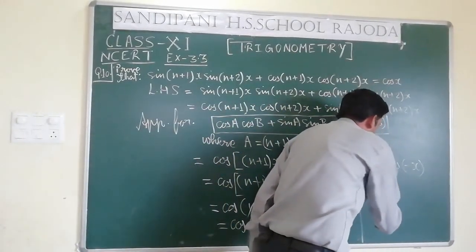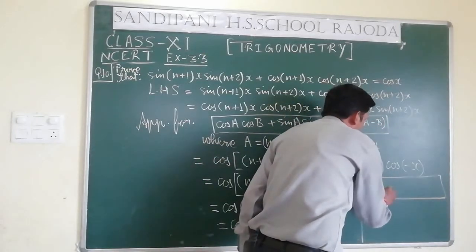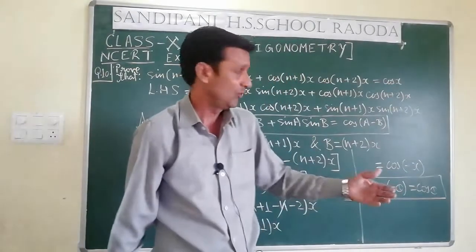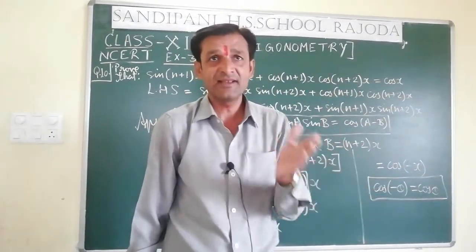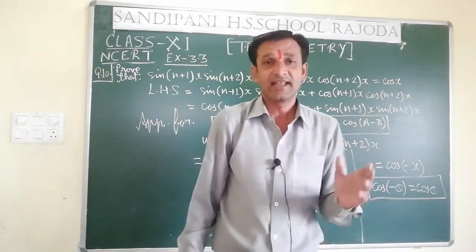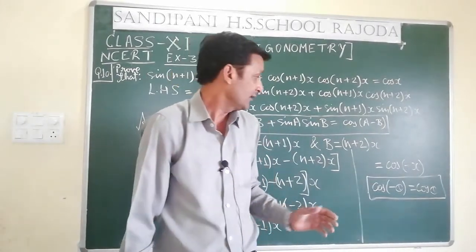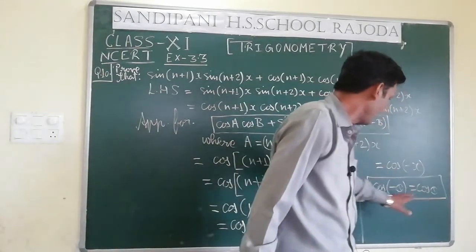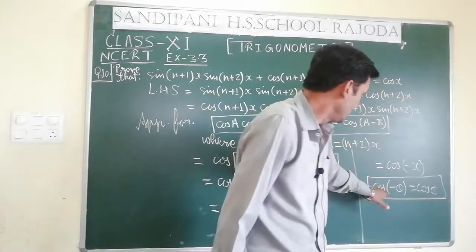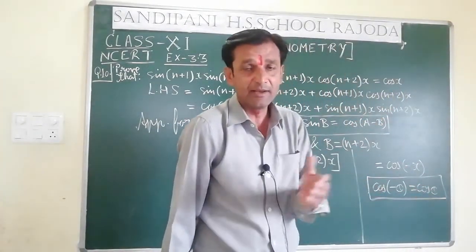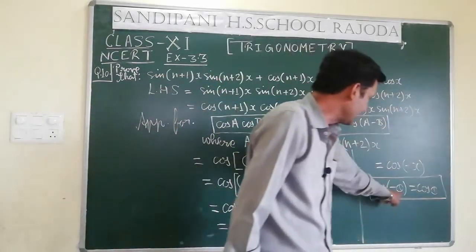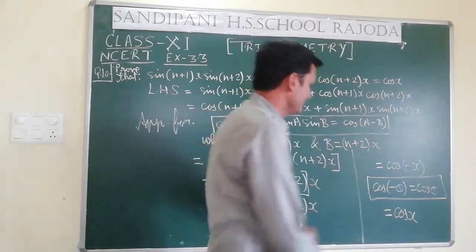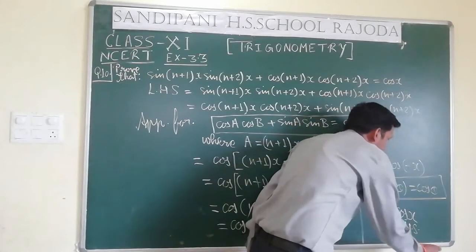Now one more formula is applicable here. Cos(minus theta) is equal to cos theta only. This is the formula you know: cos(minus theta) is cos theta, sin(minus theta) is minus sin theta, cosec(minus theta) is minus cosec theta, tan(minus theta) is minus tan theta, cot(minus theta) is minus cot theta, and sec(minus theta) is sec theta only. Only in the cos(minus theta) and sec(minus theta) cases it will be positive. Remaining all the trigonometric ratios will be negative if theta is negative. So cos(minus x) is cos x. Now see our RHS. This is only our RHS. So we may write here LHS is equal to RHS, and hence proved.